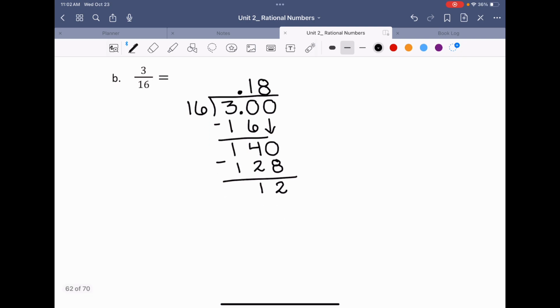I'm going to bring down another 0. I'm going to do the same thing. Figure out 16 times what is going to give me the closest to 120. 16 times 7 gives me 112. When I subtract, I am left with 8. I'm going to bring down a 0.